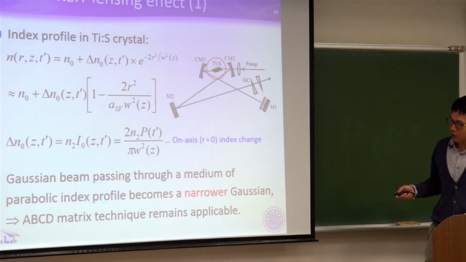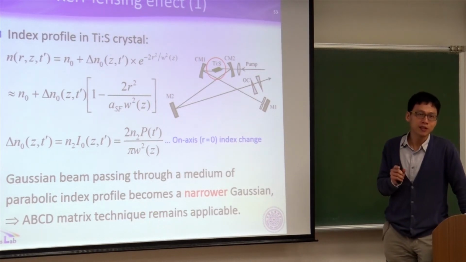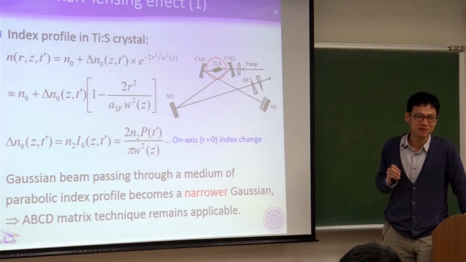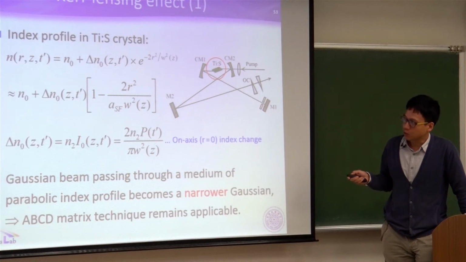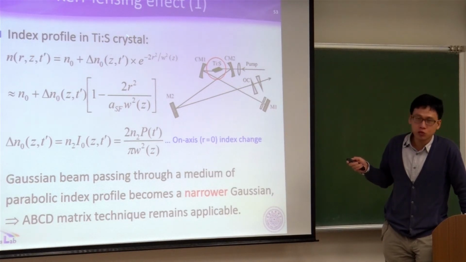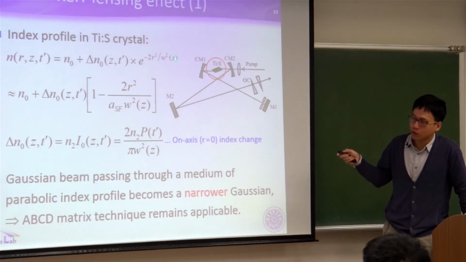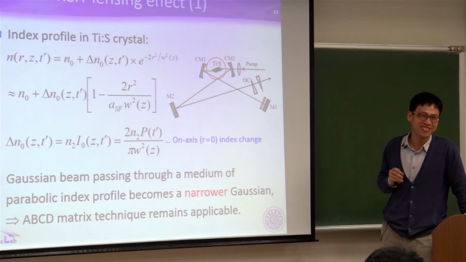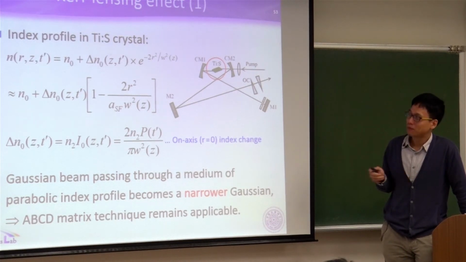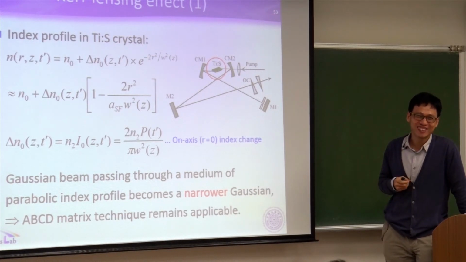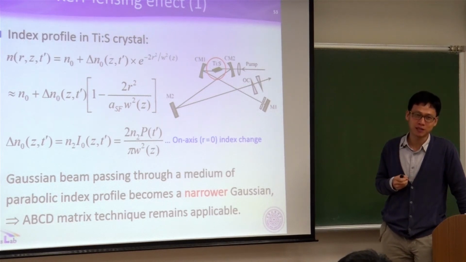If it is still a Gaussian, then the ABCD matrix technique remains applicable. Remember, the ABCD matrix only applies to a Gaussian beam. If it is no longer a Gaussian beam, there is no ABCD matrix technique. And if you use the original Gaussian index profile, a Gaussian beam passing through a Gaussian index profile, the output is not a Gaussian. But if it passes through a parabolic index profile, the output is Gaussian. So that's the reason they use the parabolic approximation.